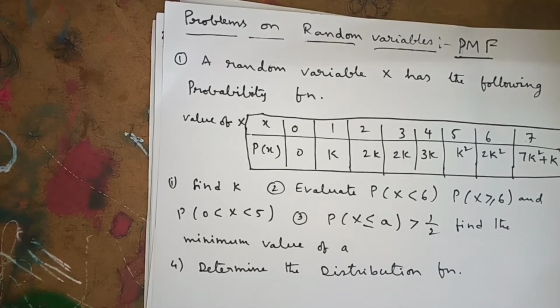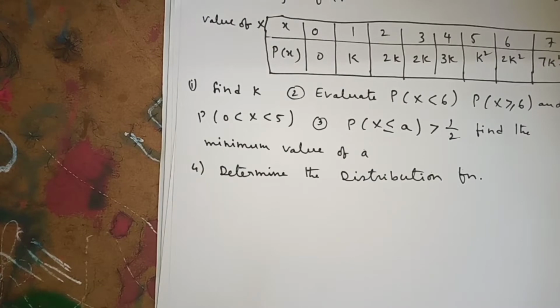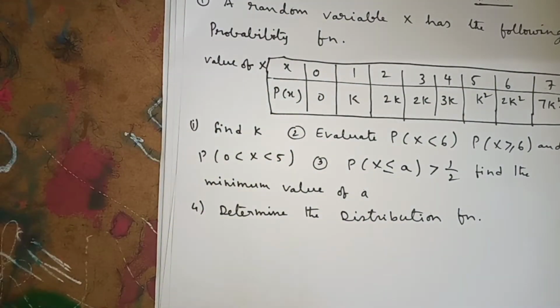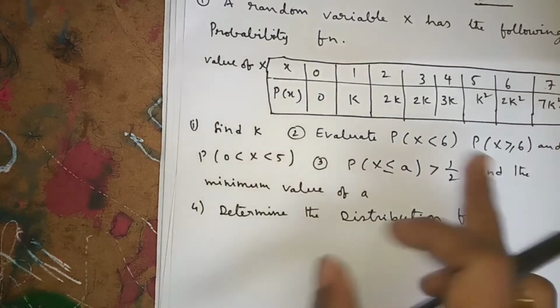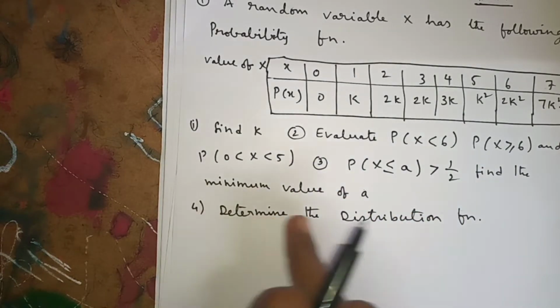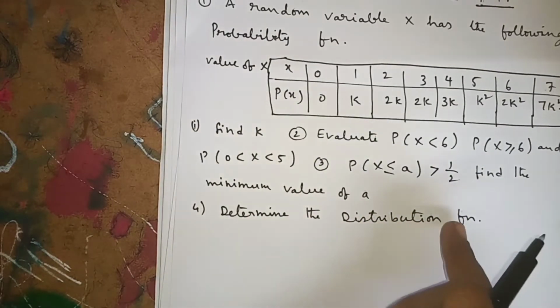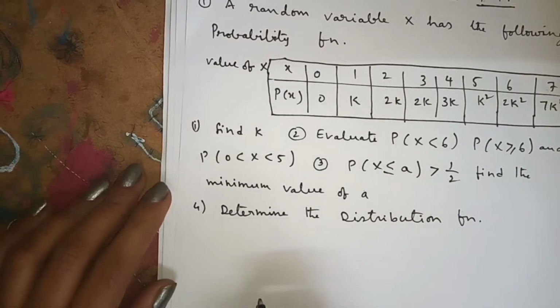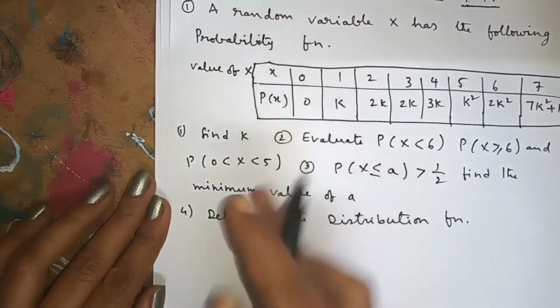And the fourth bit is determine the distribution function. That means capital F of x you need to calculate. These many things we need to find. 1, 2, 3, 4 bits are given. Finally, find the distribution function, that is, the capital F of x. To do this problem, the table is already given like this.